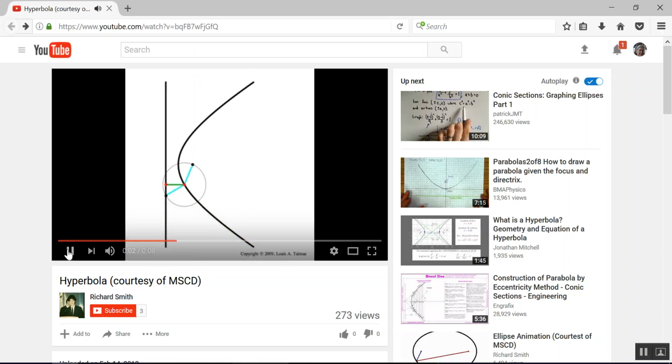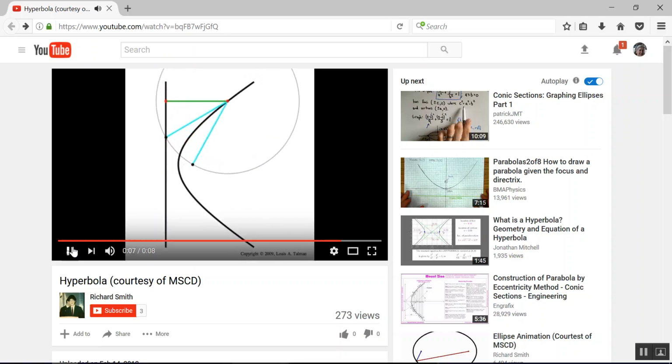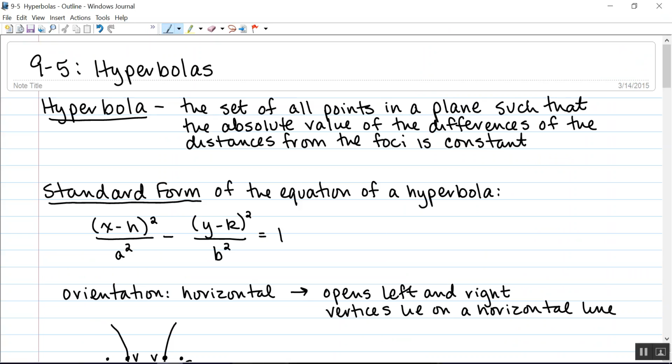And to be honest, since this only shows one focus, it isn't really showing both foci, but anyway, there is a geometric way that you can graph out a hyperbola. But let's go back to some of the information we need to learn here.